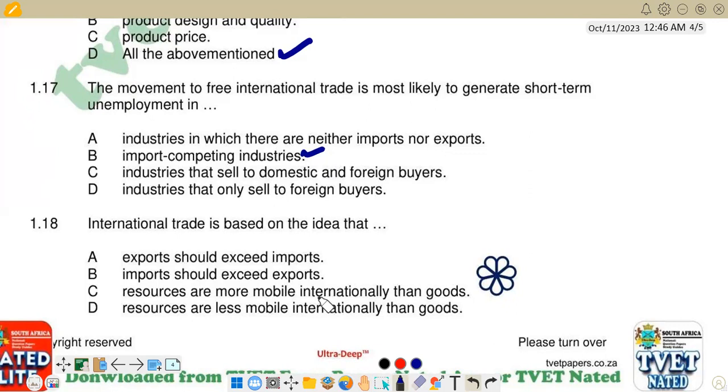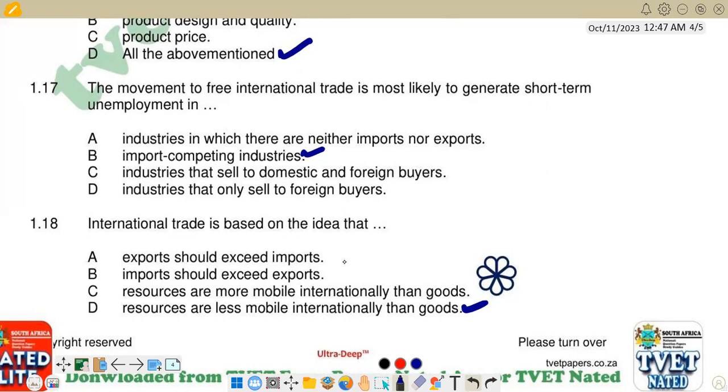Resources are less mobile internationally than goods. So D also is correct. So you compare D with A now. We do see that the most appropriate is D, because resources become one of the primary requirements in the production process. So we would want them not to be more mobile, not to go out of the country on a large scale. So D becomes the most appropriate. So we go to the next one. I think we are going to the next page now.